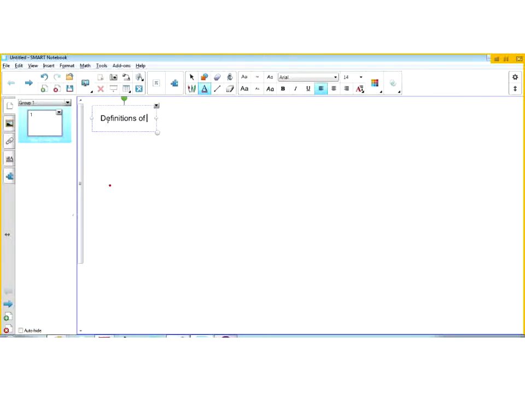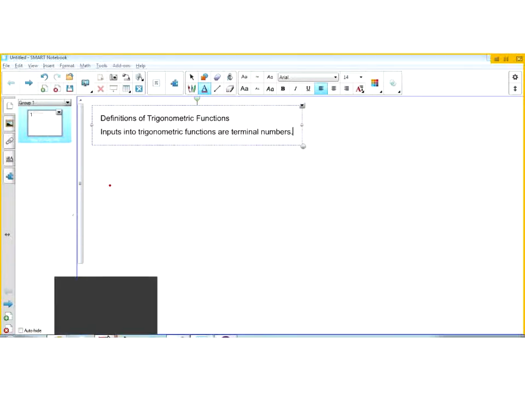Definitions of trigonometric functions. And so a trigonometric function has as its domain terminal numbers. So inputs into trigonometric functions are terminal numbers. And so from the previous lecture, we have a reasonable understanding of what terminal numbers are. So let me draw a picture.